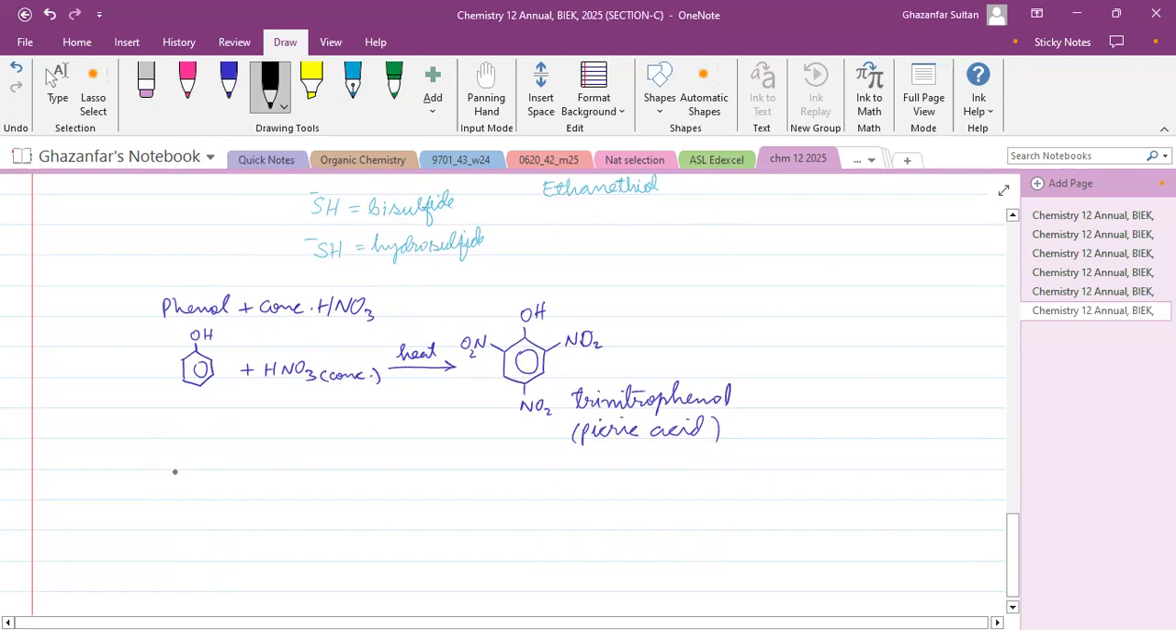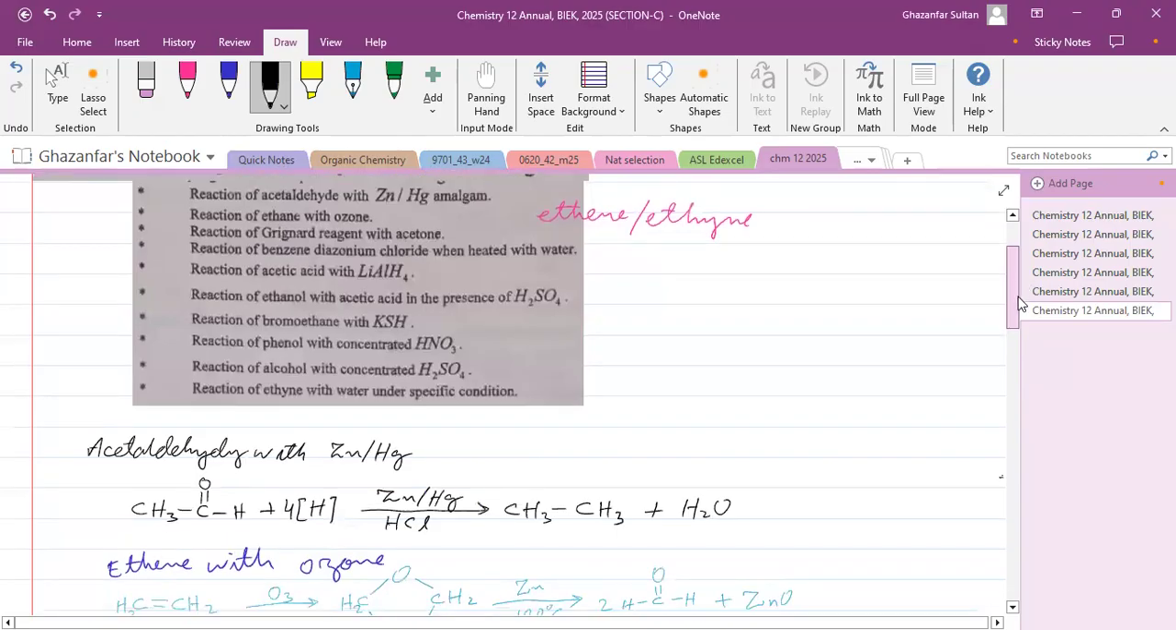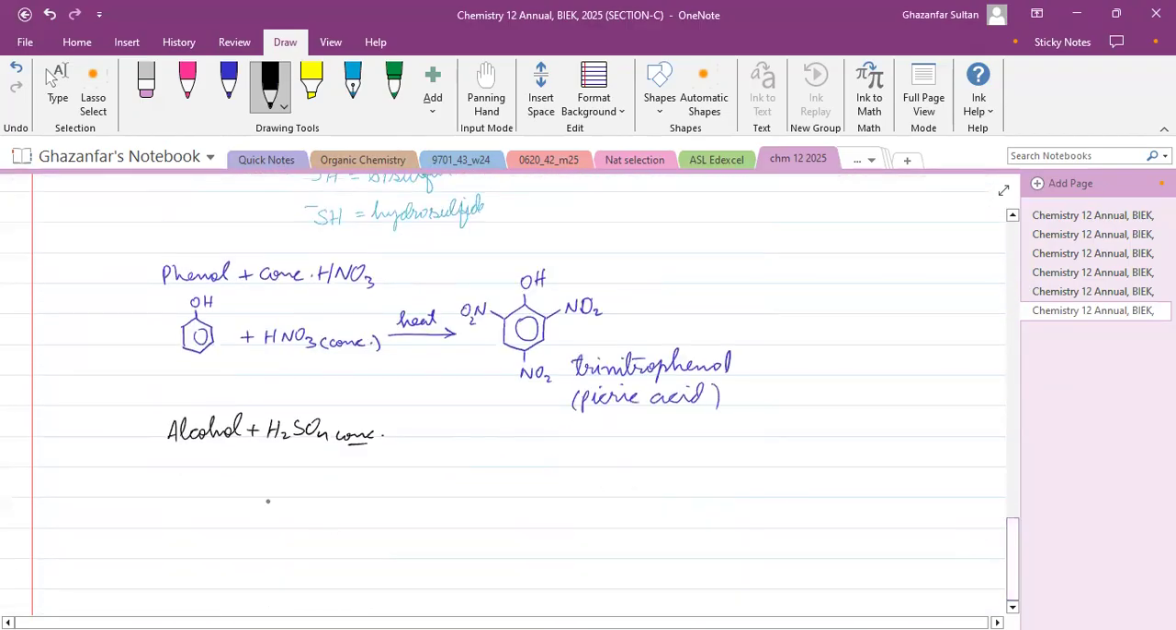So reaction of alcohol with concentrated sulfuric acid. Now they have not mentioned the name of the alcohol, so you can use any alcohol. Better to write the smallest alcohol, that is ethanol. So what happens when ethanol reacts with sulfuric acid?